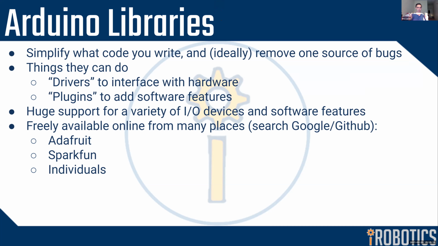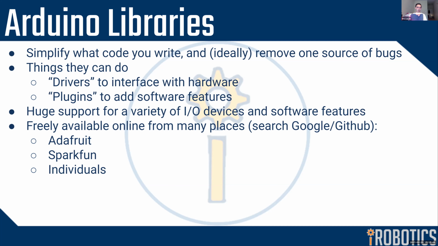You can use plugins, which will add software features, like we'll talk about in a minute. You can use it to handle running code at 10 hertz, or you can have linked lists, or all sorts of stuff you learn about in ECE classes. If you want to add more software functionality, you can use them without having to write them yourself. And there's a ton of support for a ton of different I/O input-output devices and software features. Just Google literally anything Arduino library, you'll probably find something.